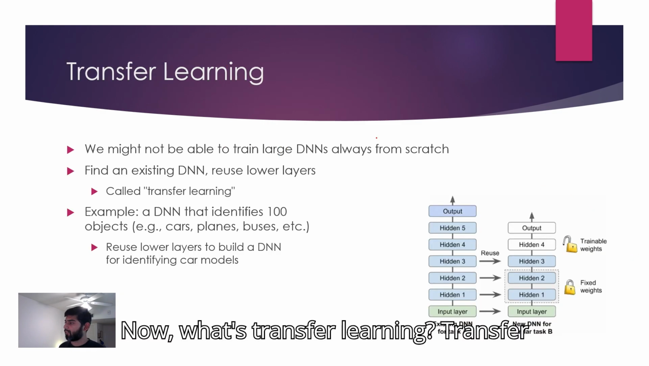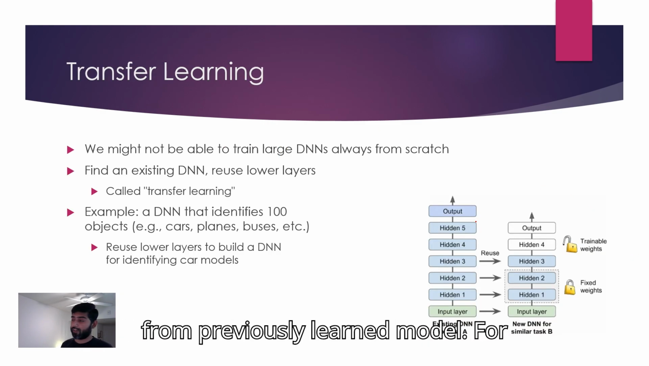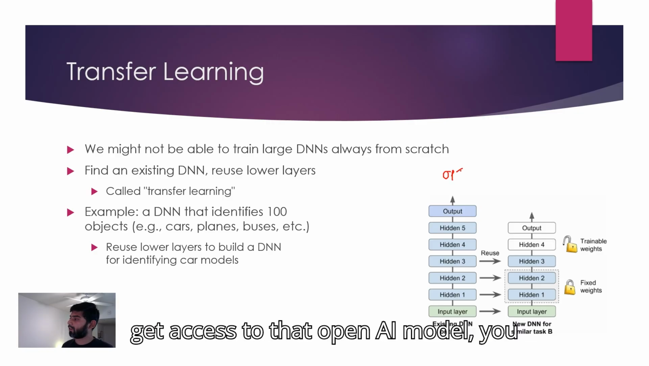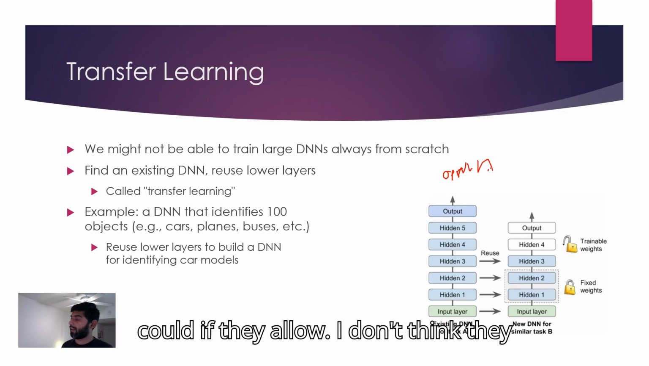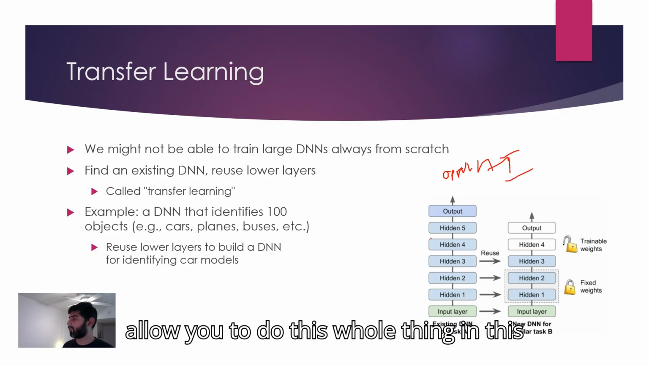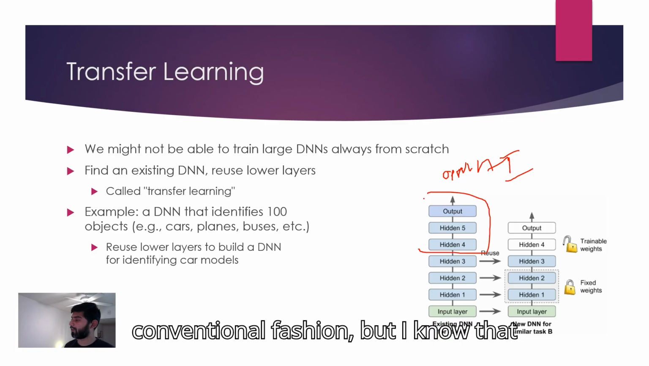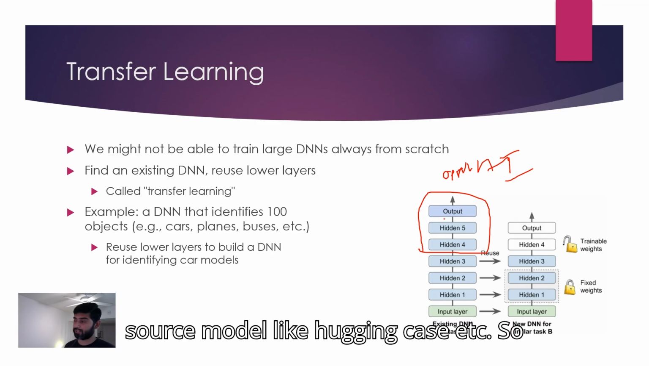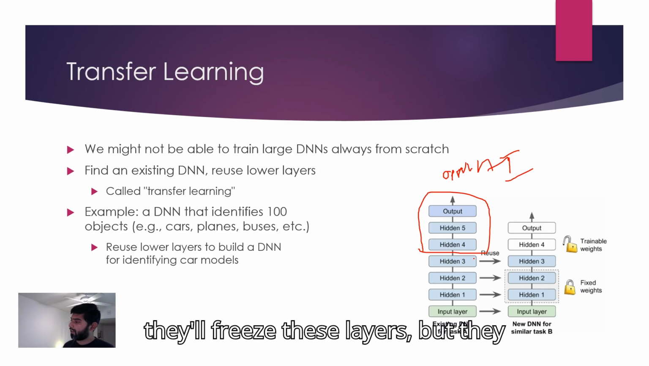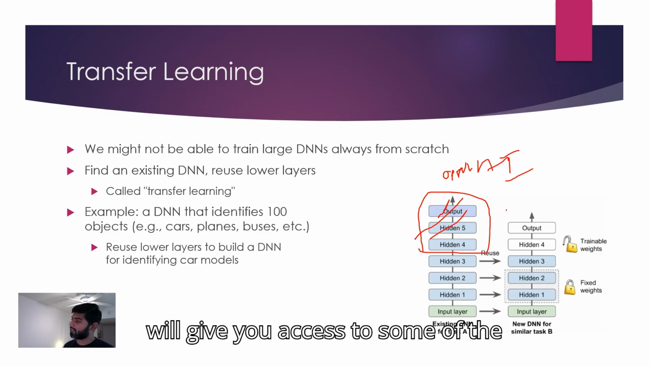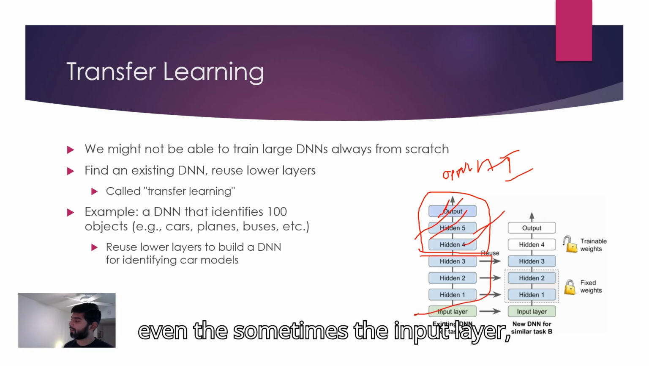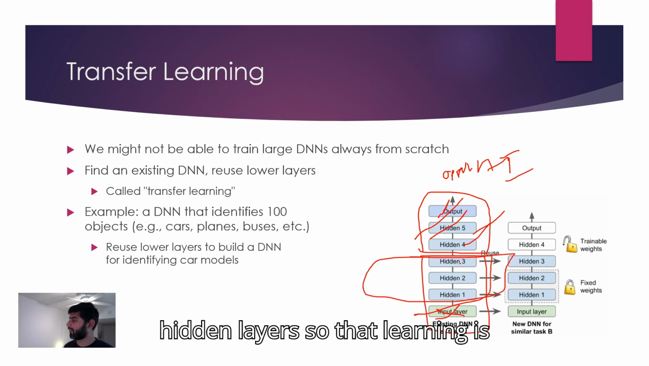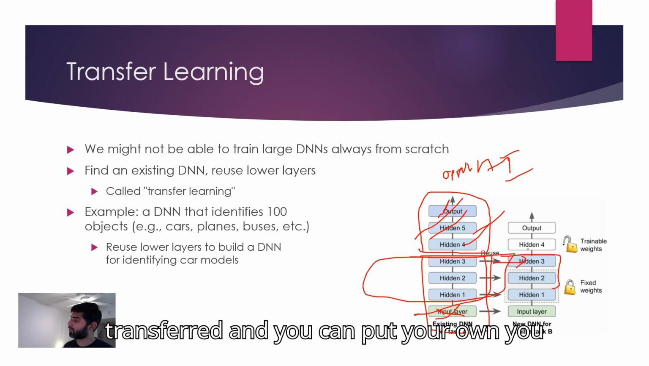Now, what's transfer learning? Transfer learning is transferring the learning from a previously learned model. For example, the OpenAI model, if you somehow get access to it, if they allow. I don't think they allow you to do this in this conventional fashion, but I know that Llama does, and there are a few other open source models like Hugging Face, etc. So they'll freeze these layers, but they will give you access to some of the hidden layers and the input layer, or sometimes not even the input layer. They'll just give you access to the hidden layers so that the learning is transferred, and you can train your own.